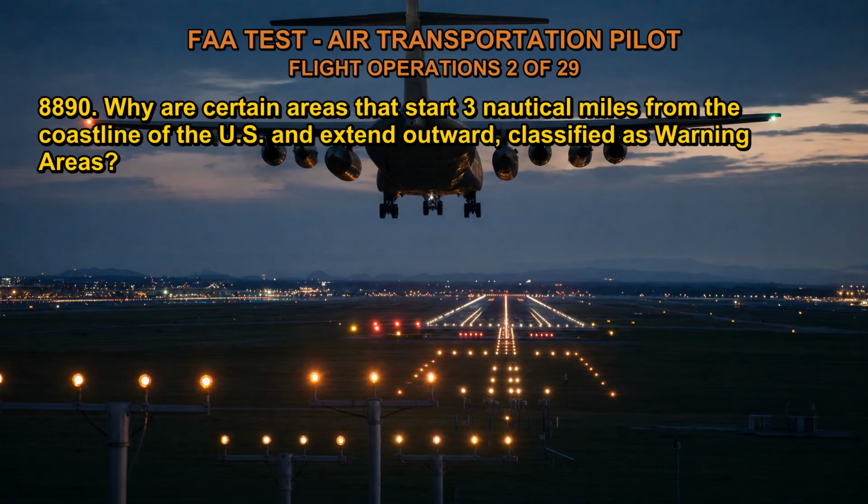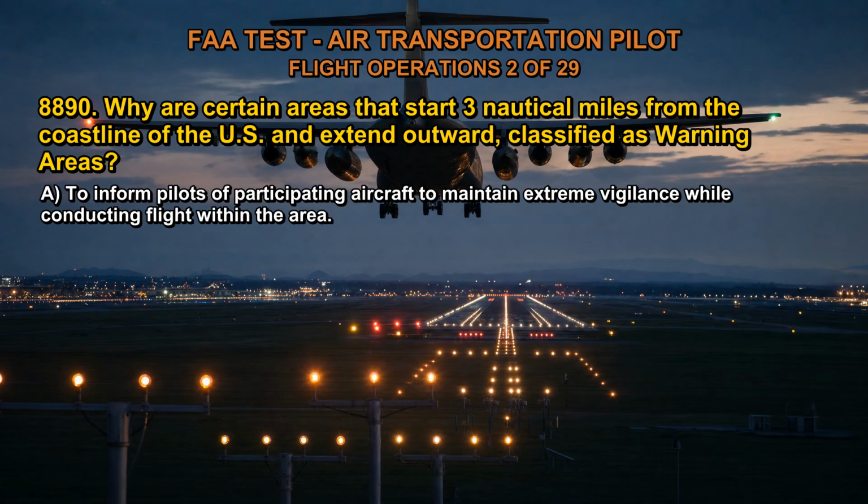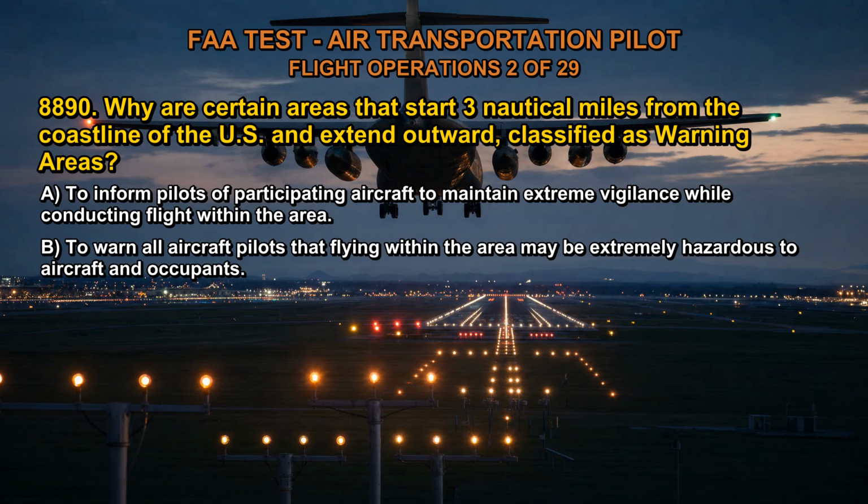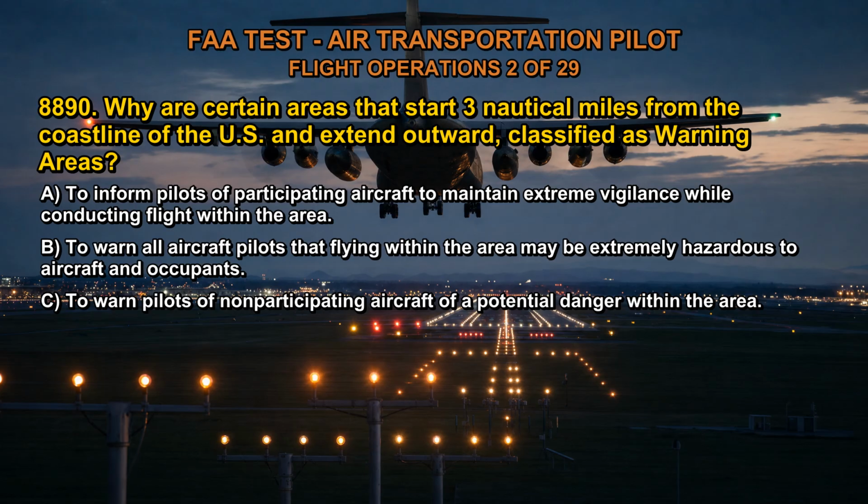8890. Why are certain areas that start 3 nautical miles from the coastline of the U.S. and extend outward classified as warning areas? A. To inform pilots of participating aircraft to maintain extreme vigilance while conducting flight within the area. B. To warn all aircraft pilots that flying within the area may be extremely hazardous to aircraft and occupants. C. To warn pilots of non-participating aircraft of a potential danger within the area.